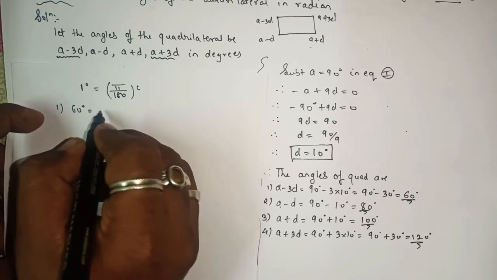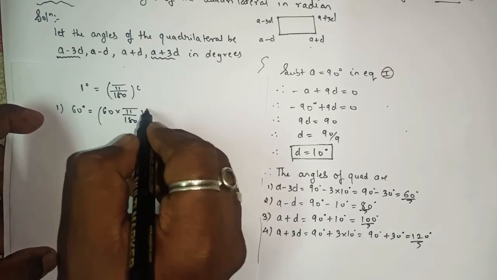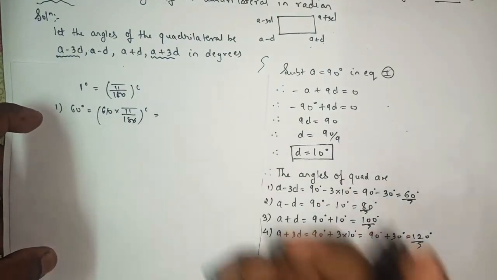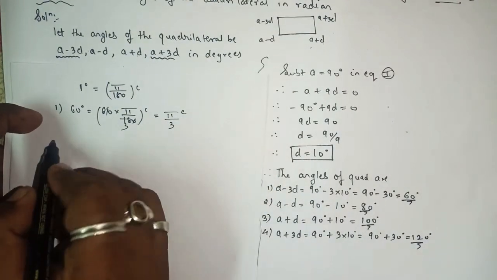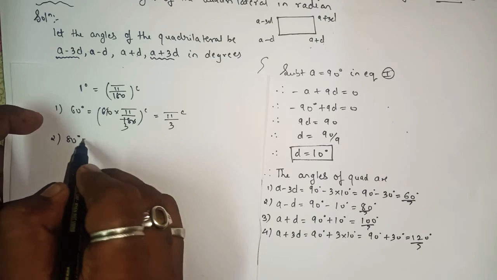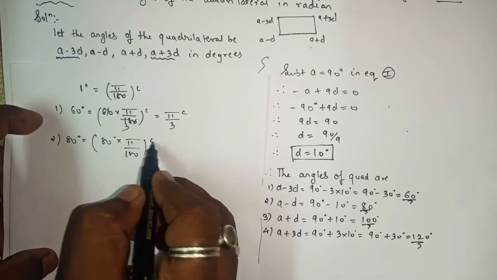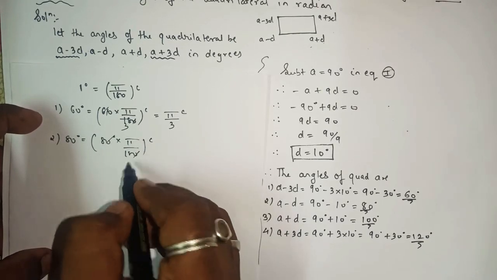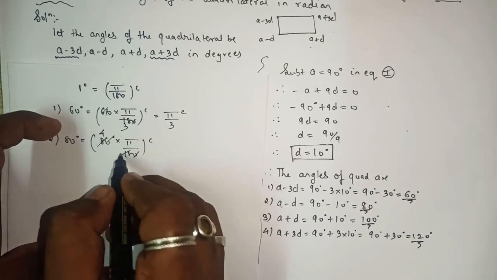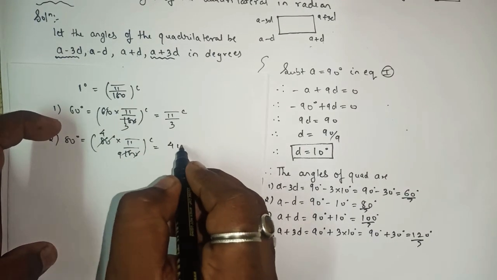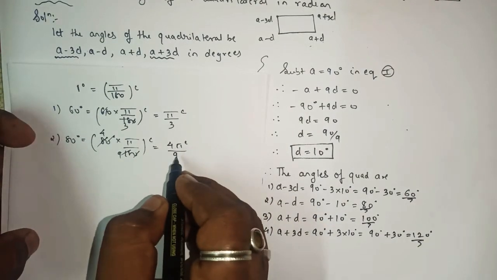So here the first one is what? 60 degree. So you will write 60, simply multiply by pi by 180, so it will get converted into radian. 6 ones are 6, 6 threes are 18, so here we got pi by 3 as an answer. Second is what? 80 degree. So 80 into pi by 180. Okay, so 0 0 cancel. 2 fours are 8, 2 nines are 18, so you will be left with 4 pi by 9. So for the second one we got 4 pi by 9.